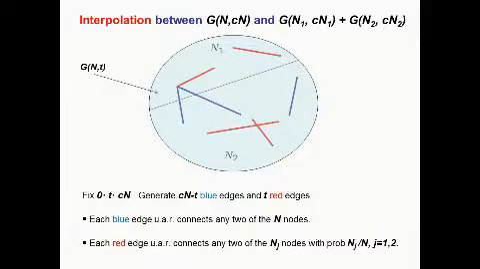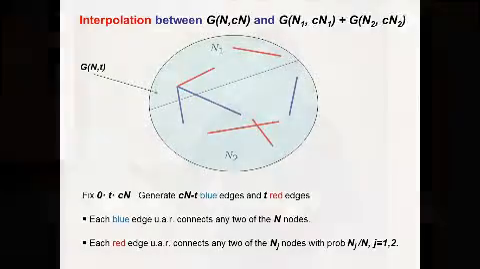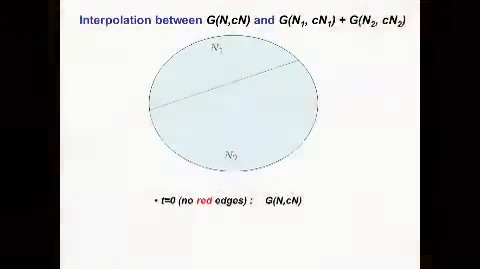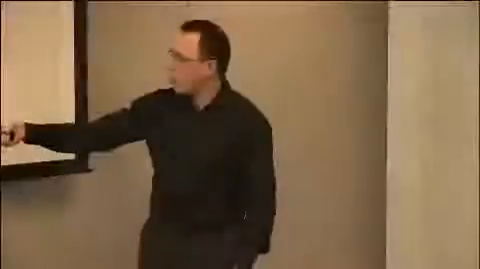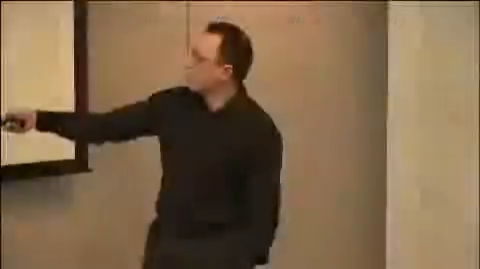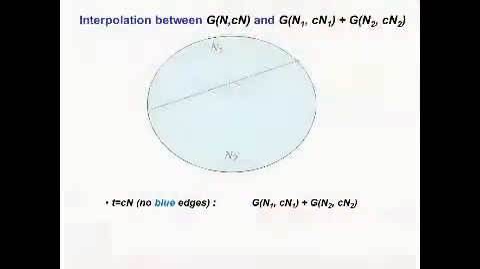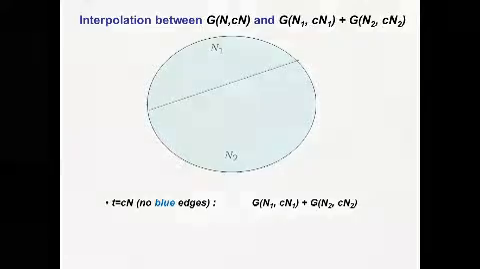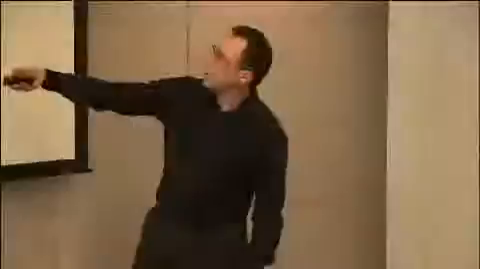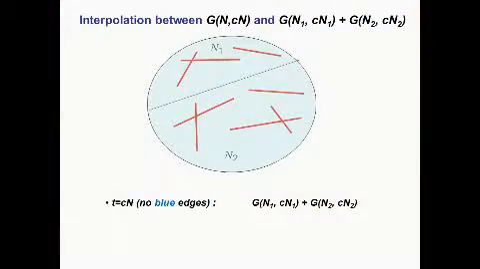Some blue edges, some red edges. Let's see what we have at the ends. If you have no red edges, all the edges are blue, you have cn blue edges, and you just recover this graph. This is how you start. The other end: if you have no blue edges, then all the edges are internal, and as a result, what you obtain is a disjoint union of two Erdős-Rényi graphs.